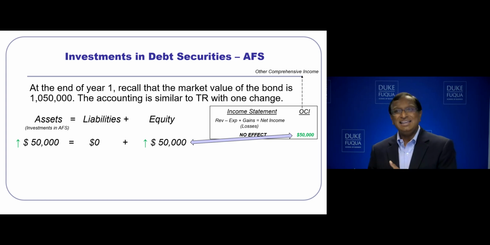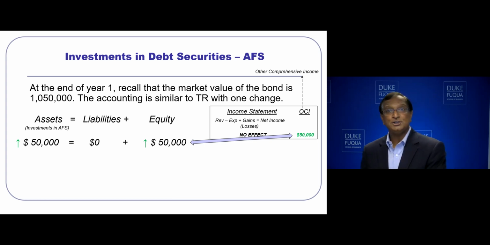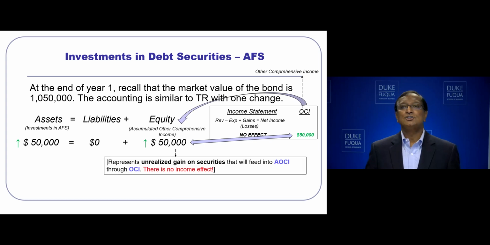Now, because any income affects retained earnings, OCI should also affect something on the balance sheet. So we create a new item called Accumulated Other Comprehensive Income. Now, this is the unrealized gain on the security, which is $50,000, that will go into OCI and feed into Accumulated Other Comprehensive Income. The parallel is very similar to the income statement, where income affects retained earnings, OCI affects AOCI. So you can think of OCI as another income statement. You can think of AOCI as another retained earnings. So that's the way to think about it.